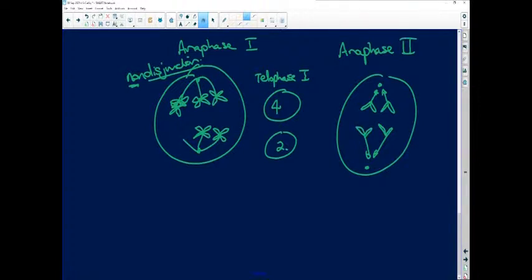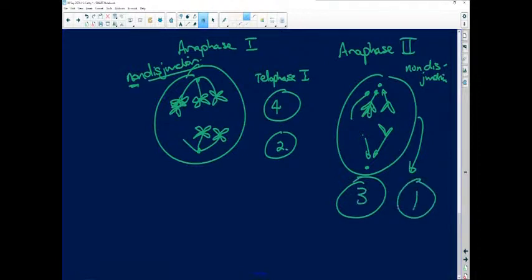But what happens when there is non-disjunction? It doesn't have to be on this side. I'm just drawing it on this side. We end up with 2 being pulled this way. So a whole chromosome gets pulled this way, and this one ends up with nothing. So the result here is going to be a cell that has 1, 2, 3 chromosomes and one that only has 1. So anaphase 1 or anaphase 2.